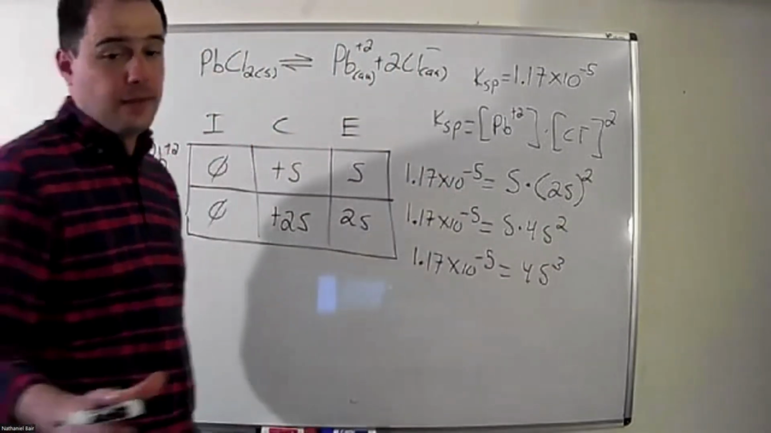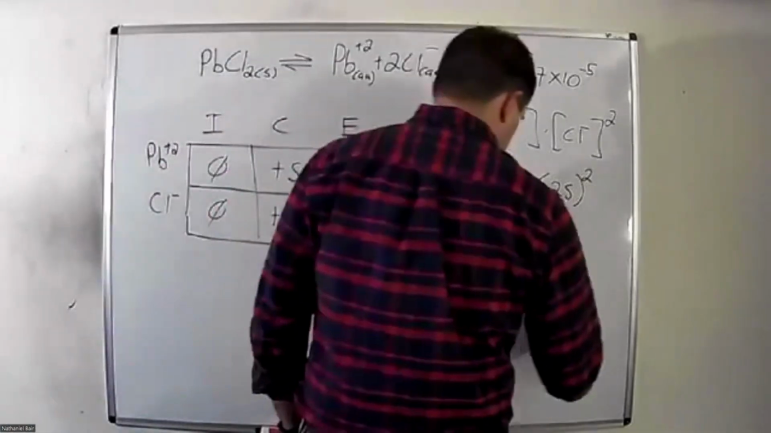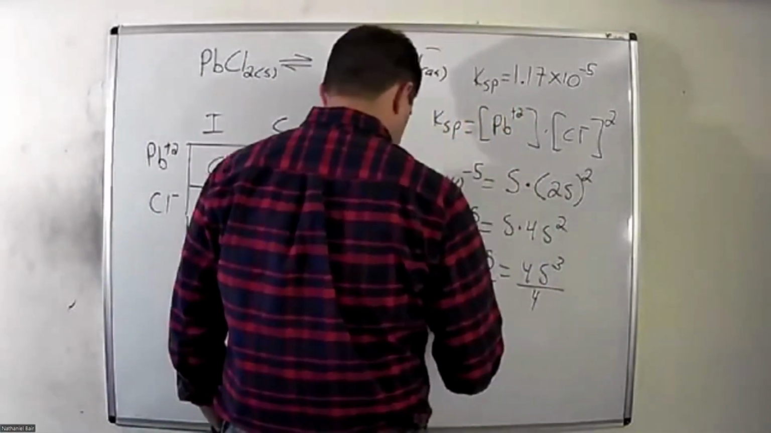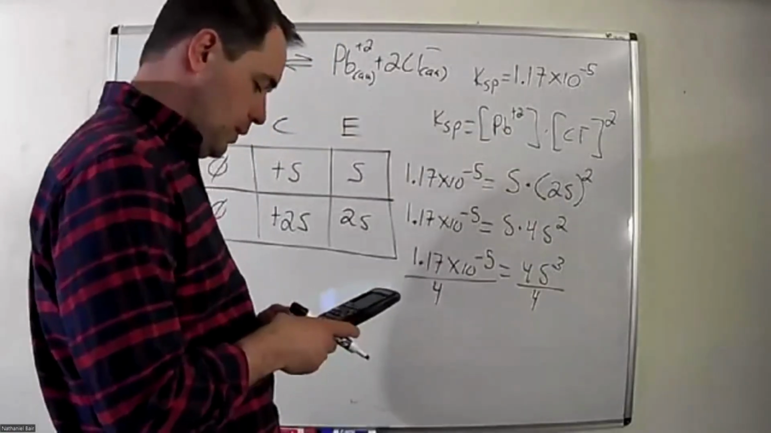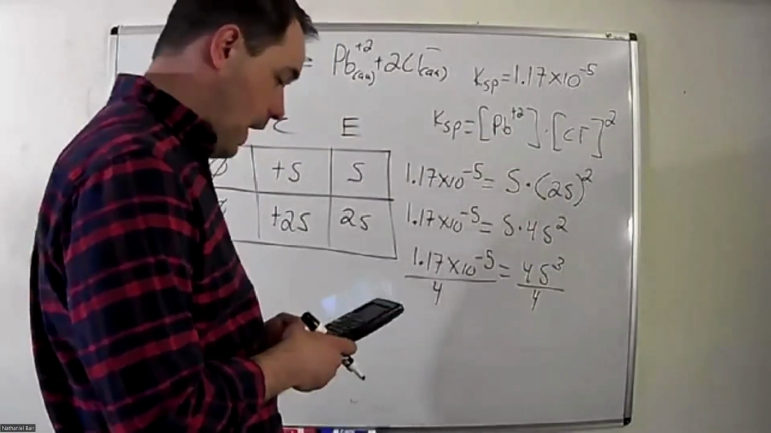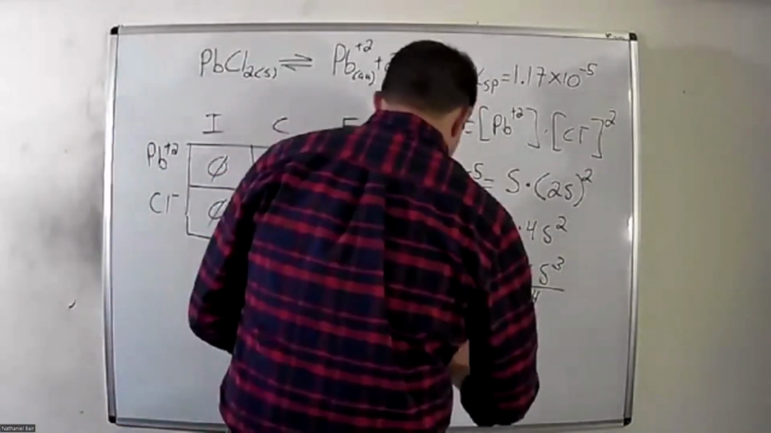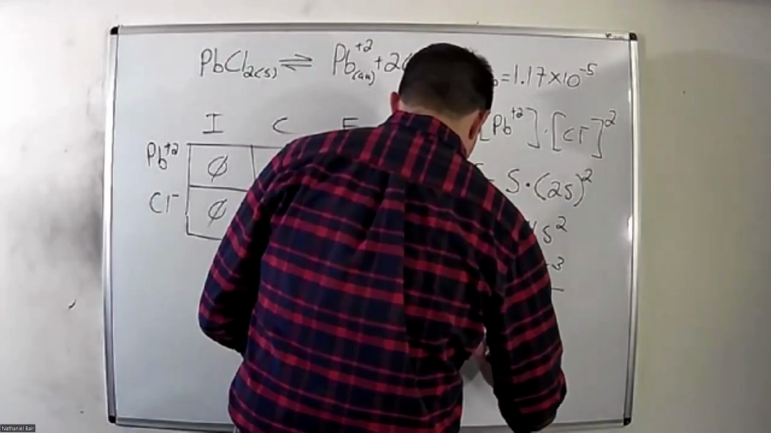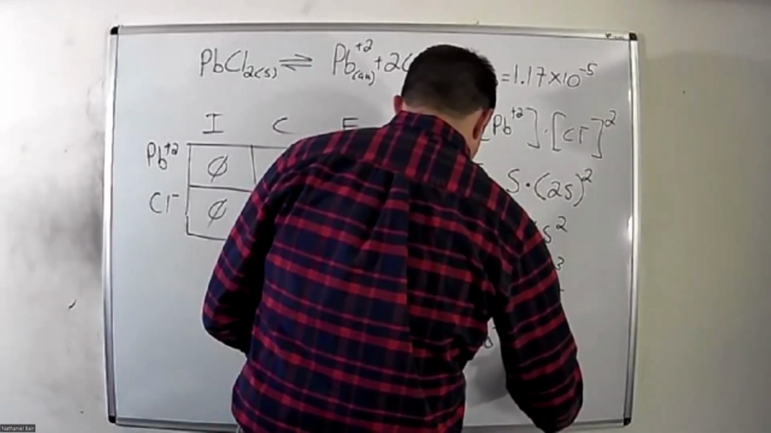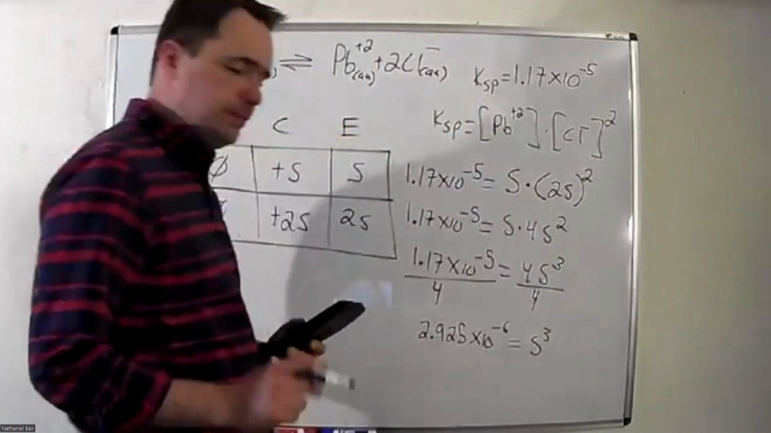Now I need to solve for s. How are we going to do that? Divide both sides by 4. So 1.17 e negative 5 divided by 4. That's 2.925. We'll round at the end. Times 10 to the negative 6 equals s cubed.